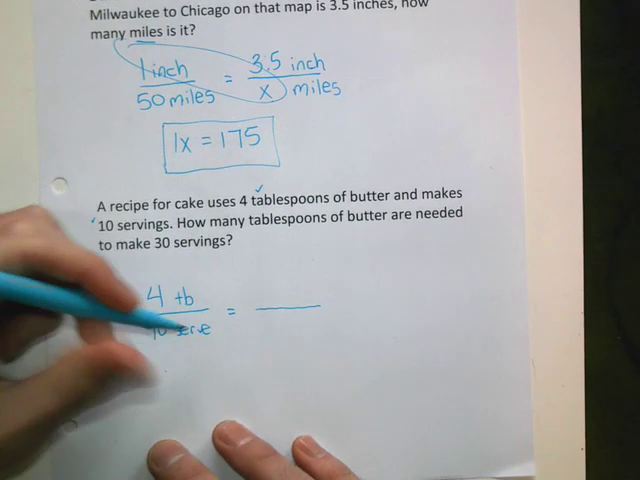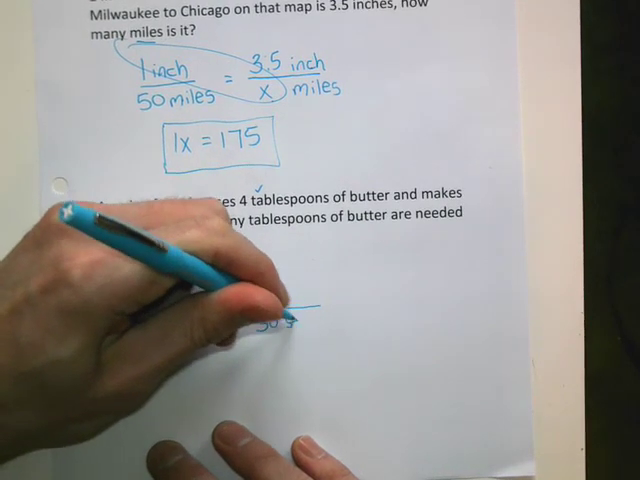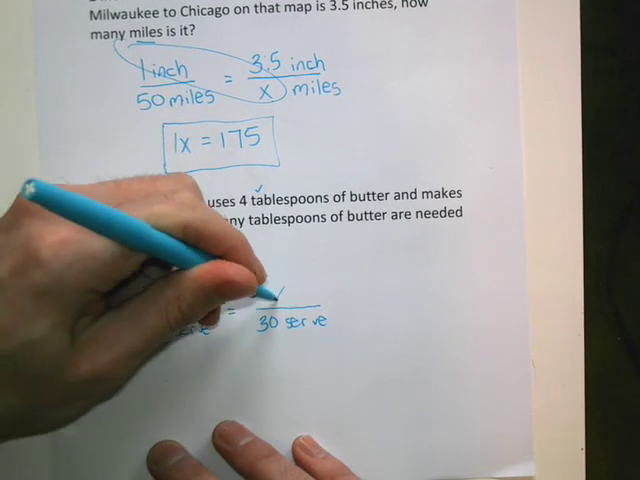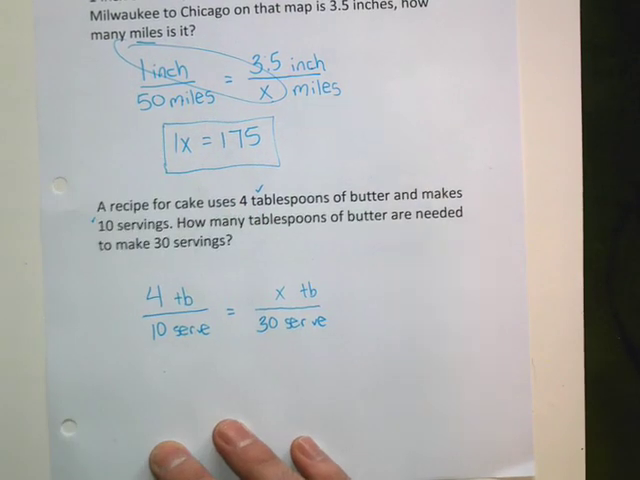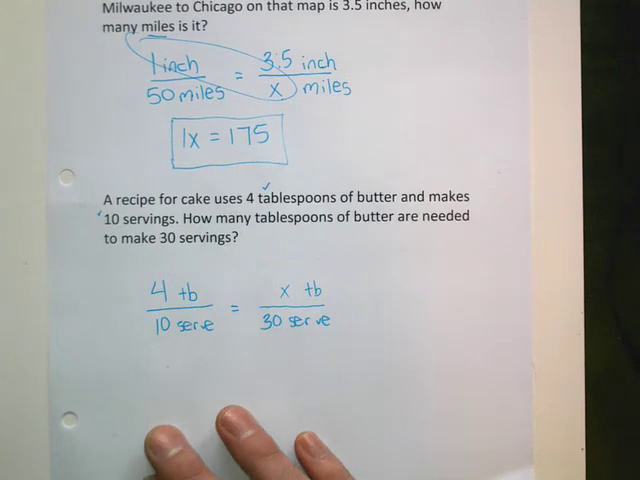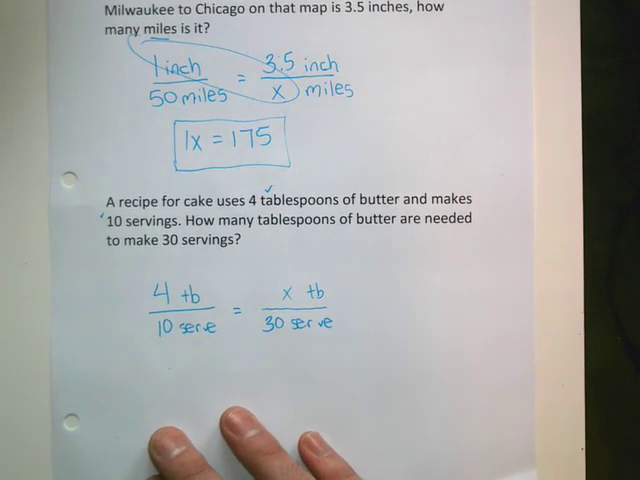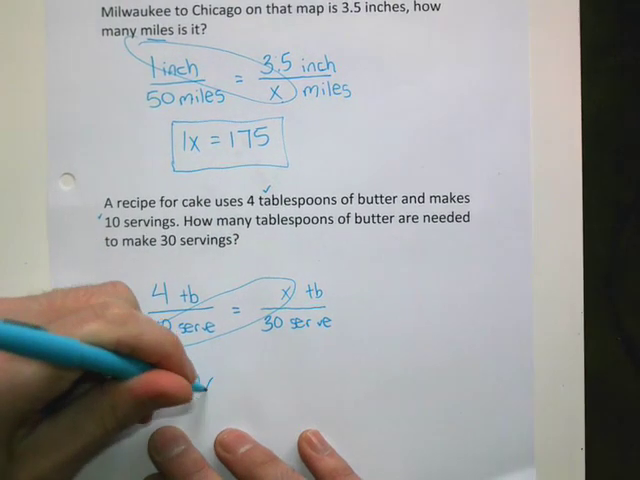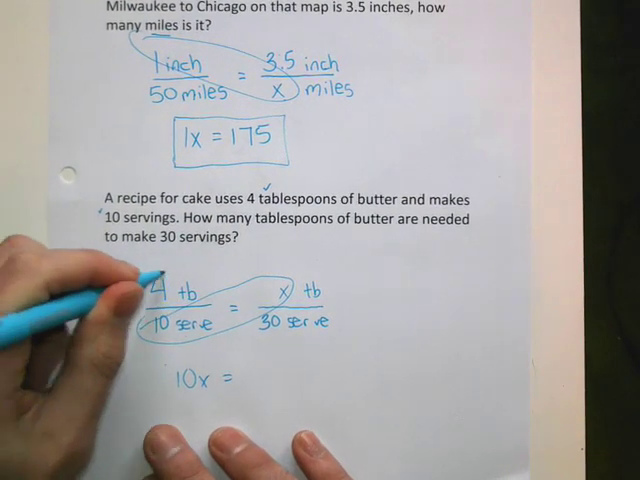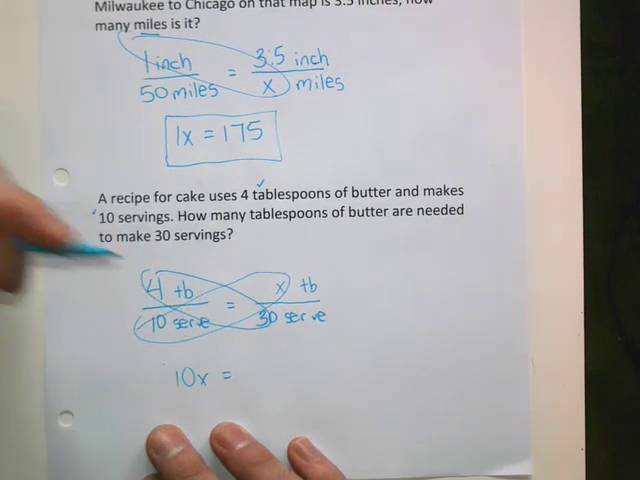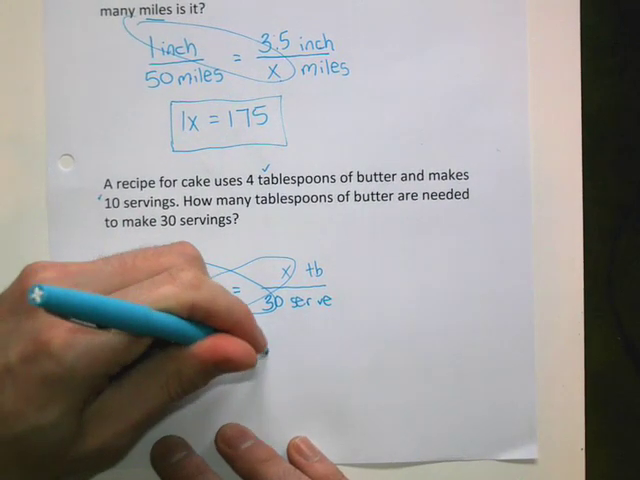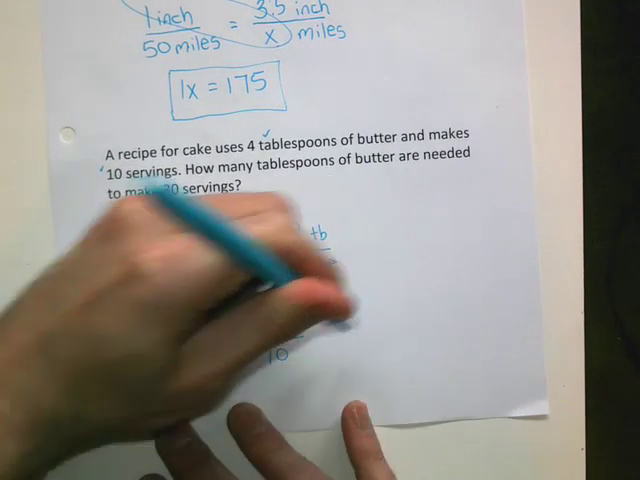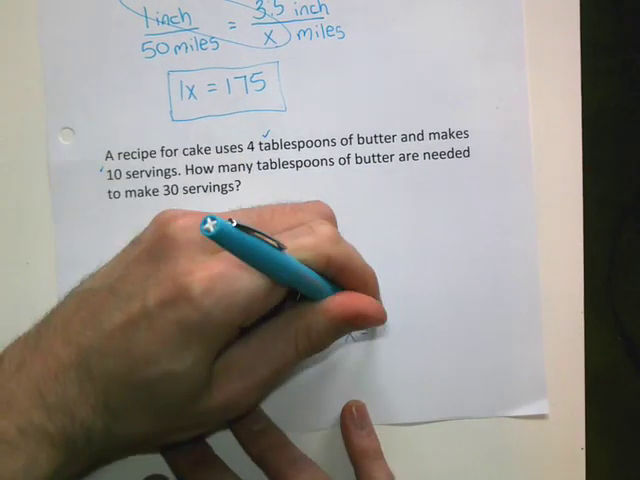So if I have servings down here, I'm going to need to put servings down here. And it says how many tablespoons? That's what we're looking for. We don't know how many tablespoons. Okay? So once we cross multiply here, I'm going to say 10 times x is 10x. And I'm going to say 4 times 30 is 120. And when you divide this out, you get x equals 12.